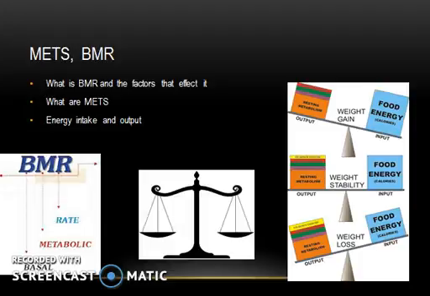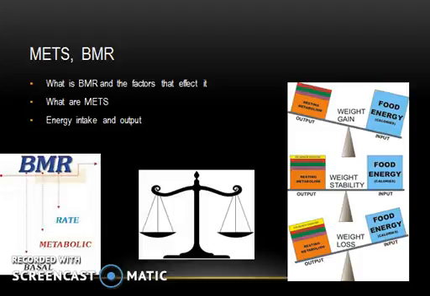So, how to calculate BMR? BMR is quite a hard thing to work out if you don't have all of the equations in front of you, but for my age, an under 18-year-old, it would be 17.686 times your weight in kgs plus 658.2.